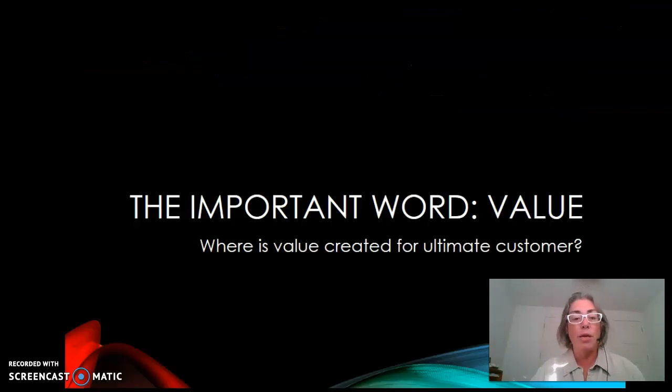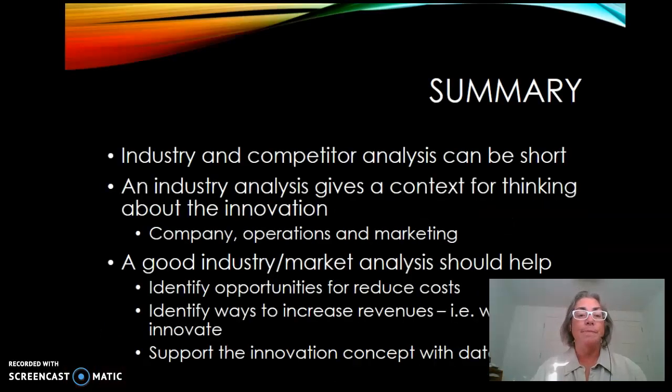The important word here is value. Where is the value created for the ultimate customer? And so we always keep that in mind. How do you create value for a customer? You serve their needs. So in summary, industry and competitor analysis is important, but it can be very short, and it gives you a context for thinking about your innovation. You can think about the innovation company, the operations, and how to market. These are all really useful contexts to place around your innovation as you think about how to improve it and how to understand it.